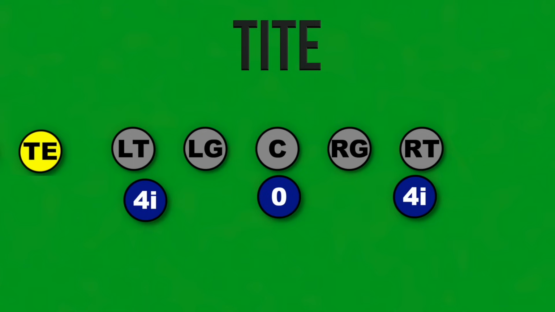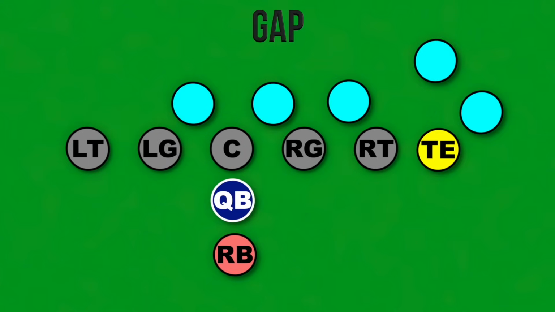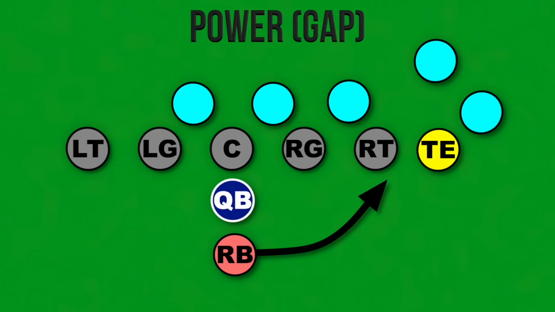There are 2 broad types of run blocking schemes, gap blocking and zone blocking. Gap runs are built around taking advantage of the defensive line's leverage, and they're usually just targeting one gap. Let's look at power as an example, which is the staple run of any gap scheme.